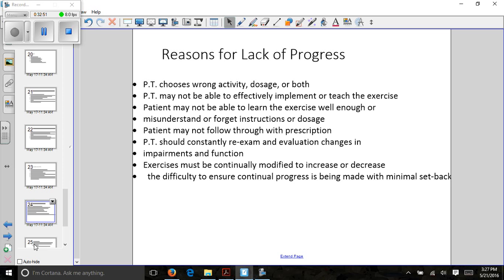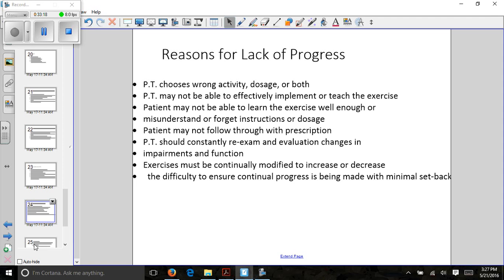Looking at lack of progress, it could be your fault. You chose the wrong activity. You could not have taught them appropriately. The person could misunderstand the instructions, so they're only doing it once a day and you needed them to do it once an hour. All right, so that's a communication thing. The patient may not do the exercises at all. How you can tell is you should be constantly reassessing them. So each time they come in, you're looking to see if they're following the pattern, because you're the expert.